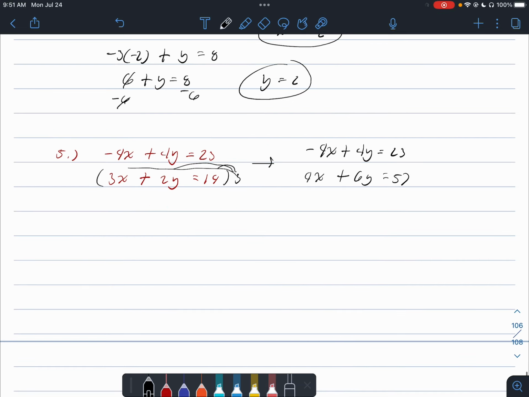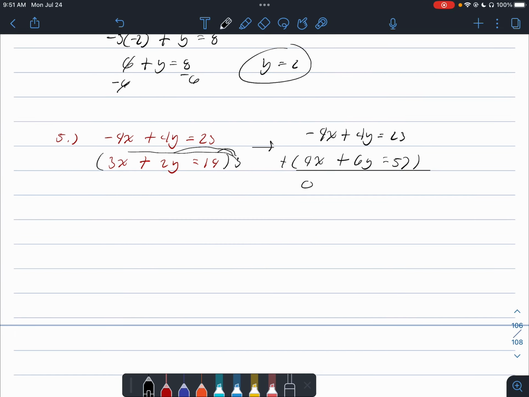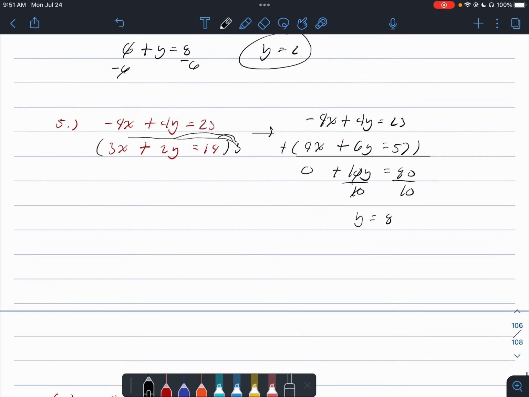And now what we can do is, since we have this new system here, and we didn't really change the overall value of anything because all we did was multiply both sides by 3, now we can go ahead and add these two together. So we can add negative 9x plus 9x. That'll give us 0. And then we have 4y plus 6y, so we have plus 10y. And then we have 23 plus 57, and that's going to give us 80. So now we can divide both sides by 10, and we'll get y is equal to 8.